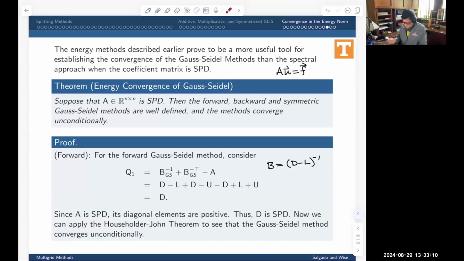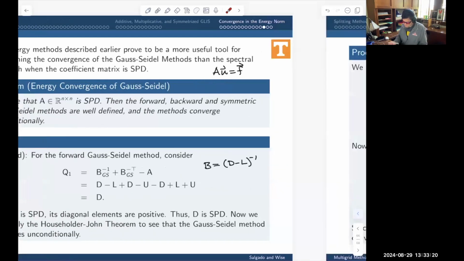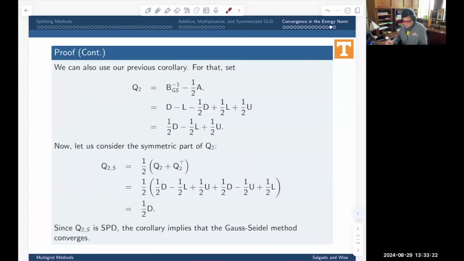So this gives us a nice, short, fast, fun proof that the Gauss-Seidel method converges unconditionally as long as we are assuming that A is SPD. We could also use a corollary to one of our previous results. And let's do that. The corollary said that if we had this Q matrix defined as B inverse minus a half A, and we could find that it was positive definite, it didn't have to be symmetric, just had to be positive definite, then we could use that corollary to show convergence as well.